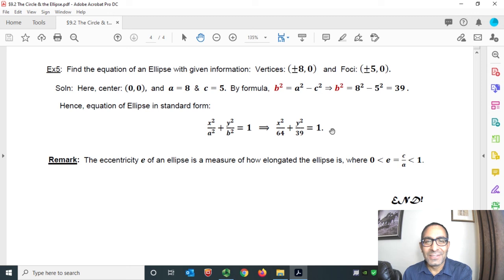Great. So now, last but not least, a quick remark. The eccentricity, which we denote by E, of an ellipse is a measure of how elongated the ellipse is, where E lies strictly between 0 and 1. Great. So with that remark, we finish this section.